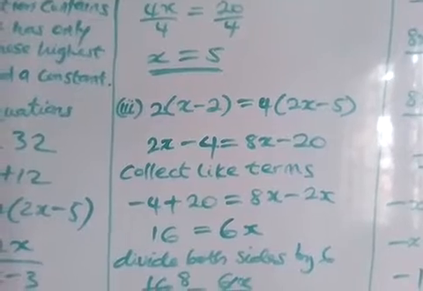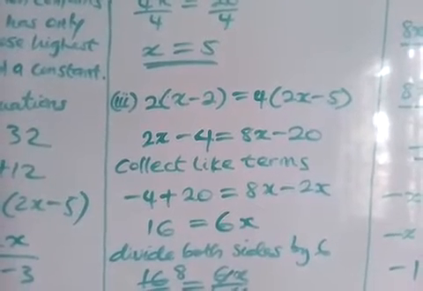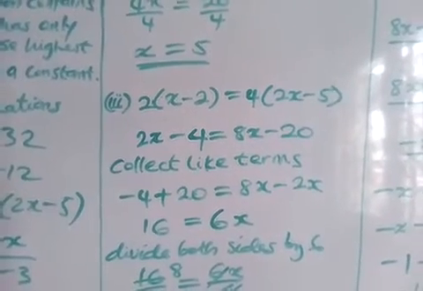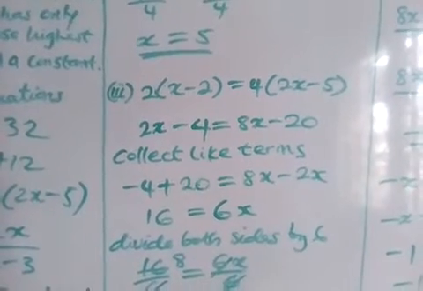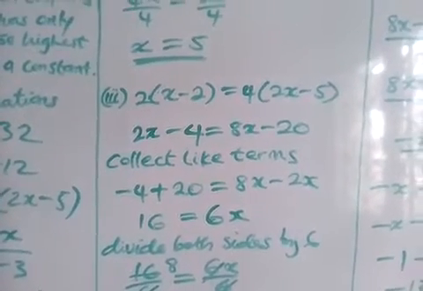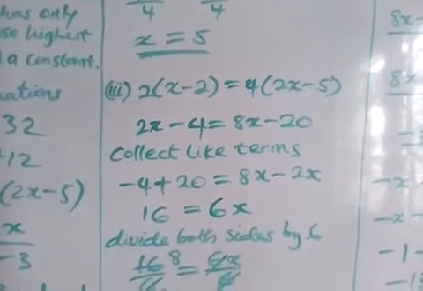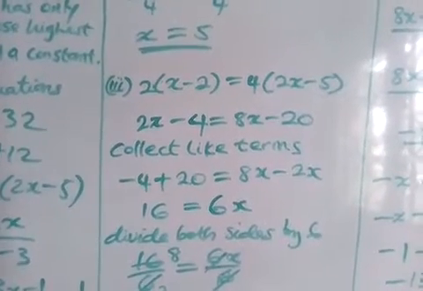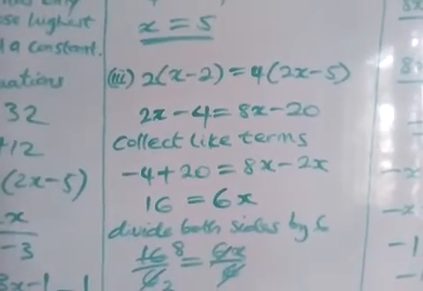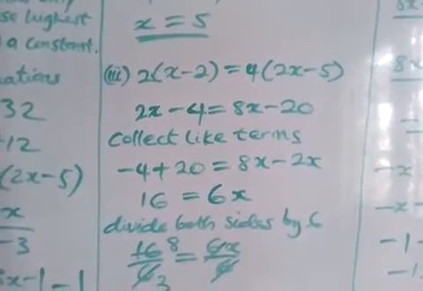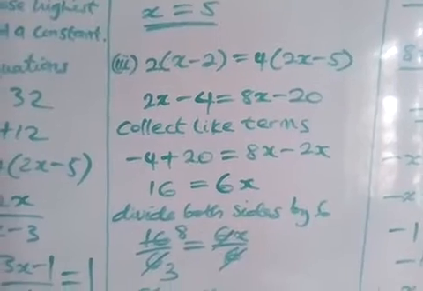Question number 3. We have 2(x minus 2) equals 4(2x minus 5). The first thing, we remove the bracket by using the outer part to multiply everything inside the bracket. So 2 times x will give us 2x. 2 times minus 2 will give us minus 4, equals 4 times 2x will give us 8x. 4 times minus 5 will give us minus 20.